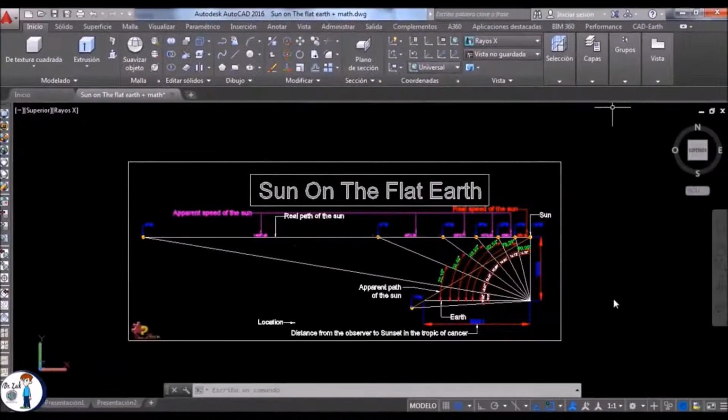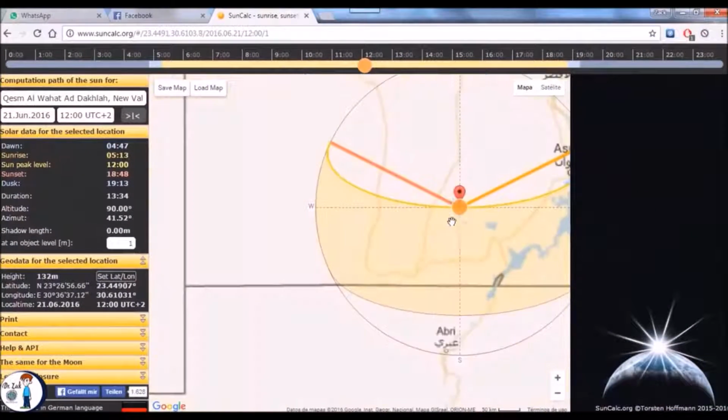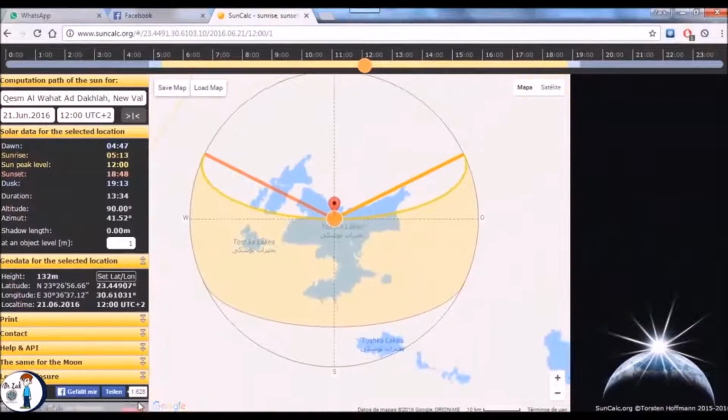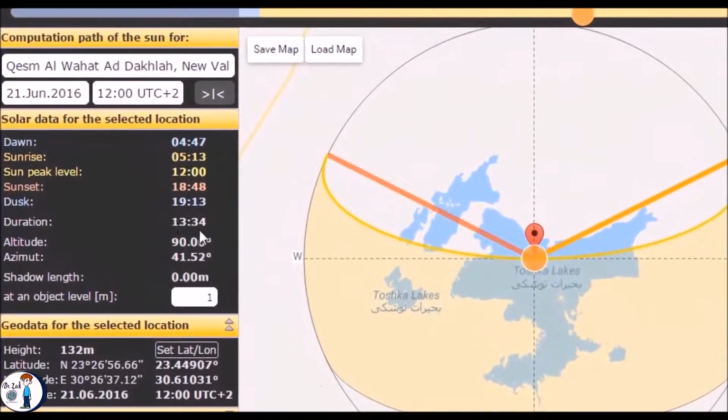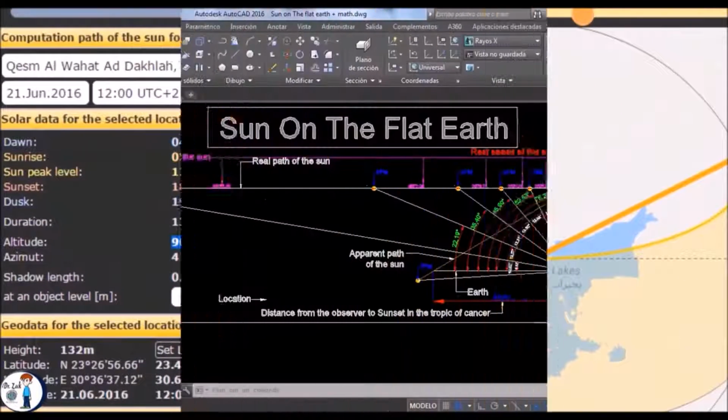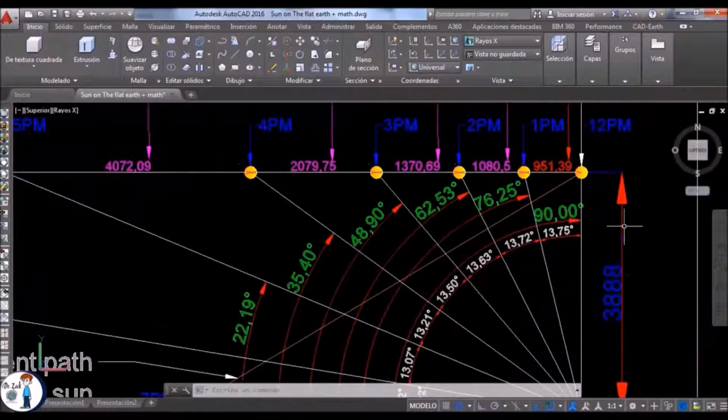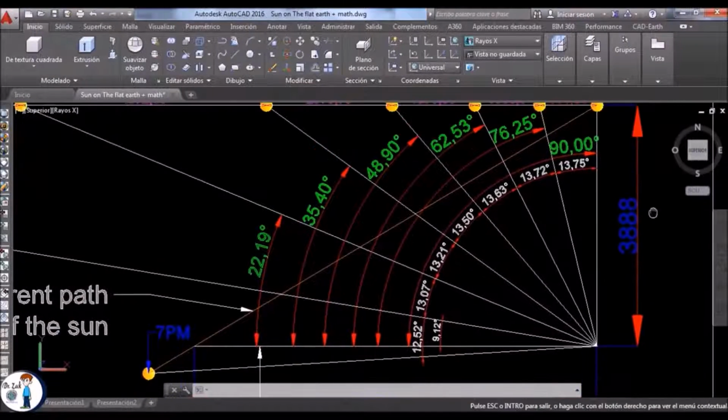This is a diagram I made in AutoCAD with the real elevation angles of the sun that we get from suncalc.org. This is the location and dates that I used. You can try that yourself. So when we draw the angles accurately, we notice that the sun travels faster the more it moves away from the observer.